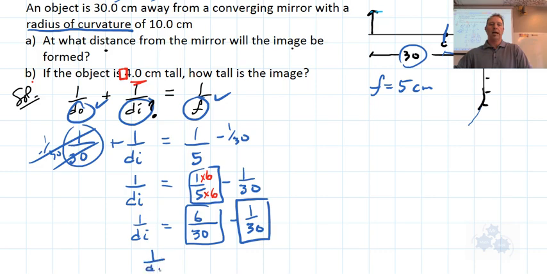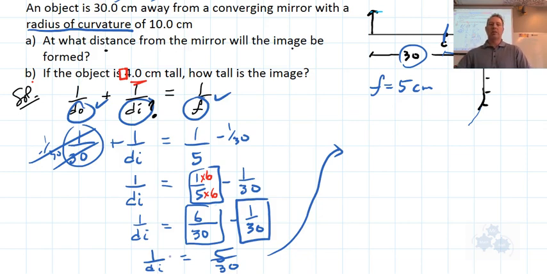So 1 over di equals what? 5 over 30, yes. Oh, so the bottom just stays the same? The bottom stays the same, yeah. When you're subtracting fractions, if you have a common denominator, you can simply subtract the tops, but leave the denominator. Yeah, that's the rule there.